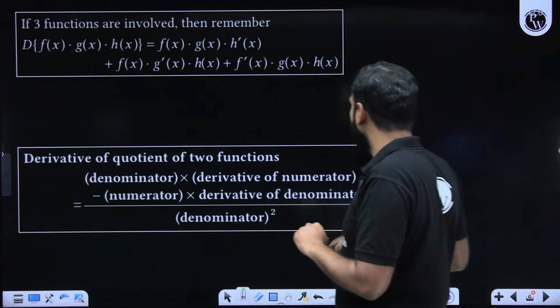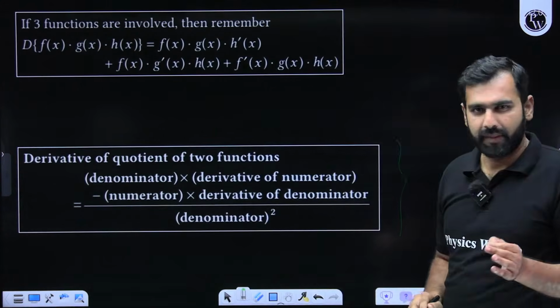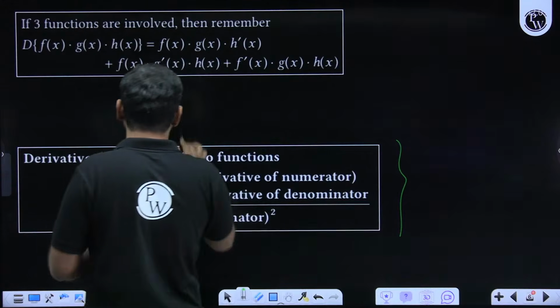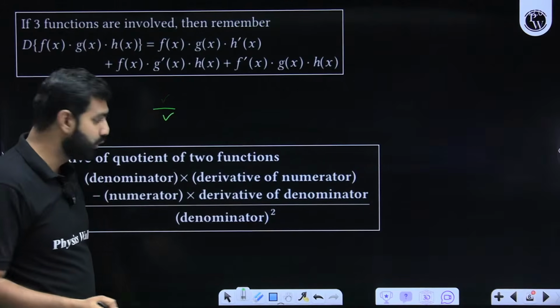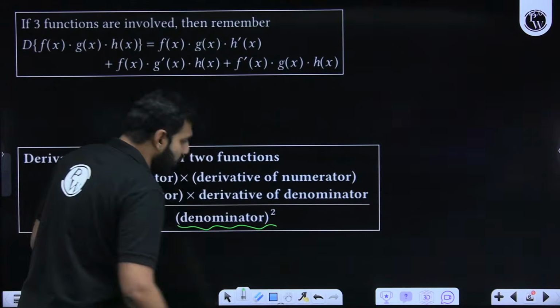With that, the next will be the quotient rule. It's very simple, again, where you are given two functions, let's say numerator upon denominator. So first of all, you raise the denominator to the power 2.